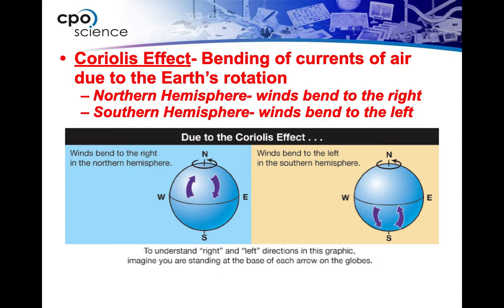So what happens is in the northern hemisphere, the winds will bend to the right, and in the southern hemisphere, winds will bend to the left, just like you see on the picture here with the purple arrows. So a hurricane in the northern hemisphere would bend to the right, going in the clockwise direction, whereas in the southern hemisphere, they're going to go in the counterclockwise direction.